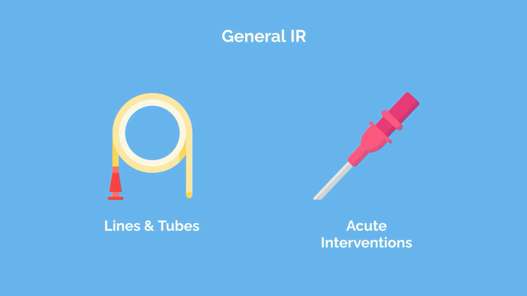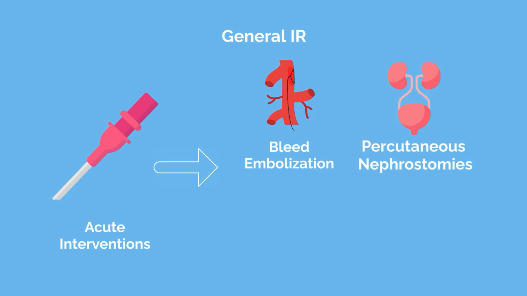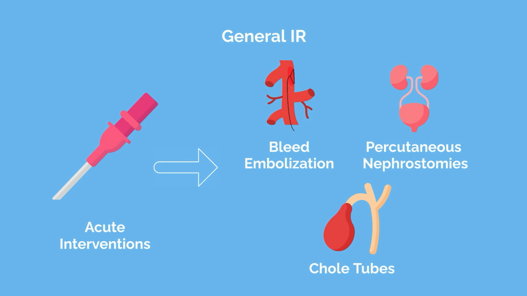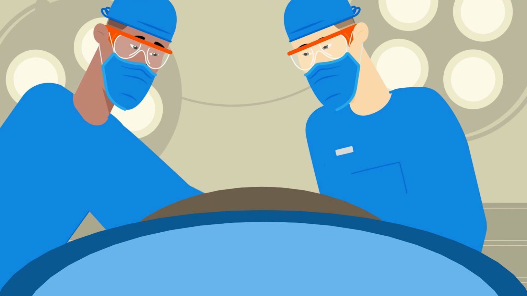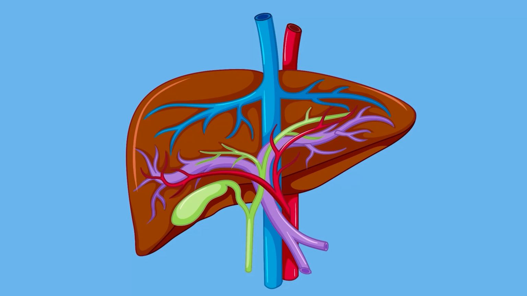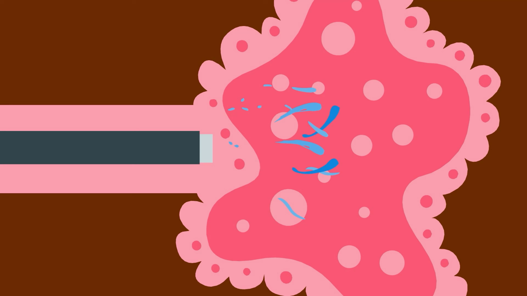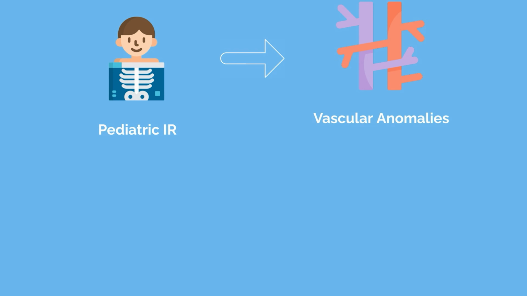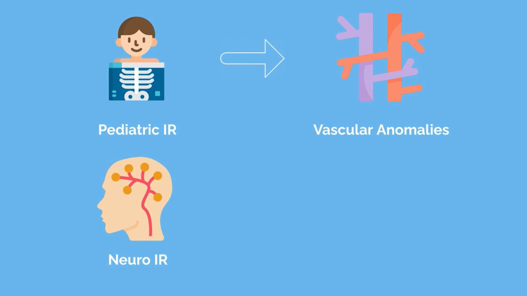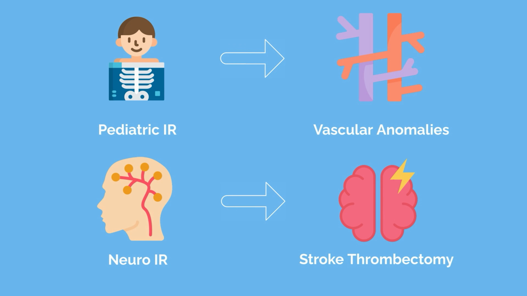More general IR involves lines and tubes and acute interventions like bleed embolization, percutaneous nephrostomies, and chole tubes. More specialized IR tends to be done at larger and academic centers and includes complex vascular and hepatobiliary work, such as TIPS procedures, stenting the liver in cirrhotic patients. Interventional oncology is also becoming a subfield that includes tumor ablation and embolization. Other niches include pediatric IR, which often deals with pediatric vascular anomalies, and neuro-IR, which includes stroke thrombectomy or brain aneurysm coiling.